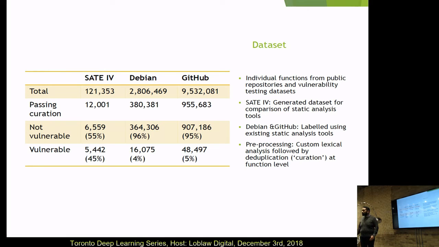So SATE IV is an artificial dataset created by some US government agency who had an interest in creating these static analysis tools. It is completely labeled with the exact vulnerabilities that there are. So it's sort of a toy dataset for static analysis tools to compete against each other. The remaining 2 are real world datasets.